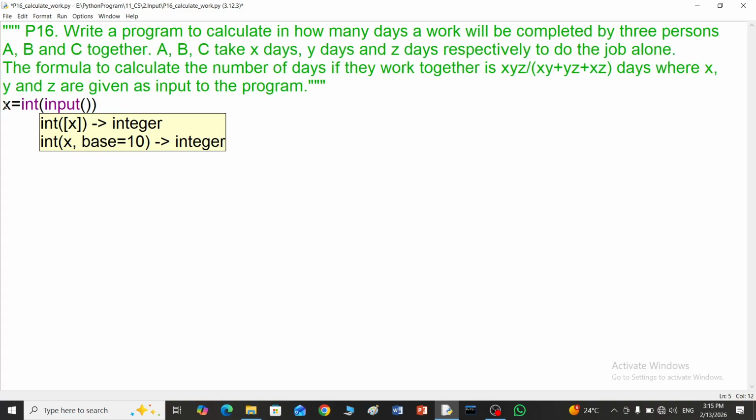So X input, and write in the quotation, enter X is whose days, that is A. So enter A's working day. Enter A's working day, right?